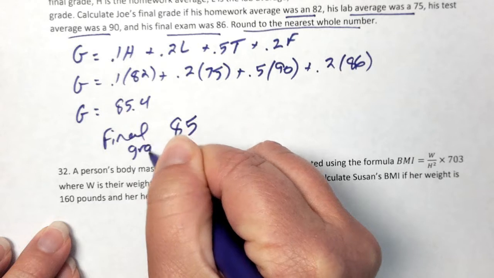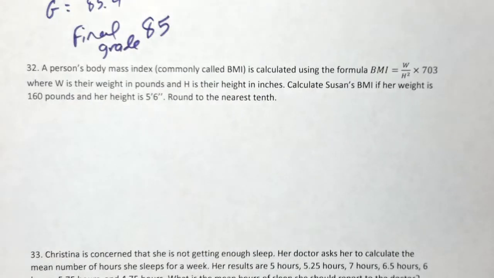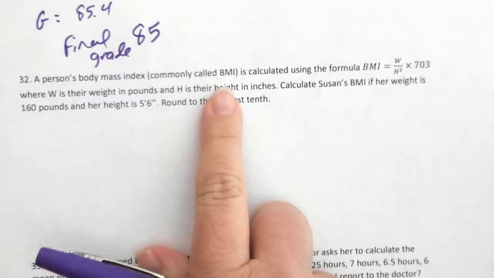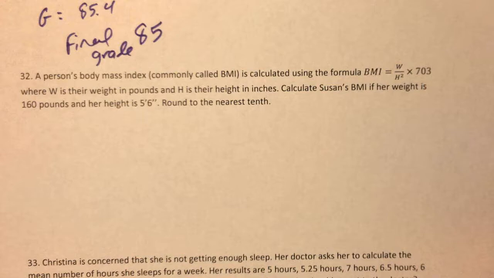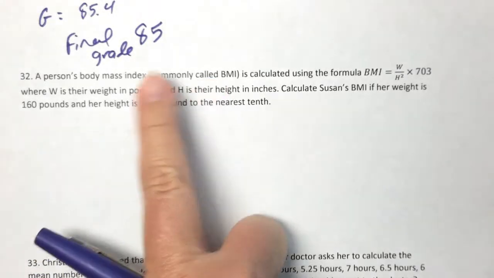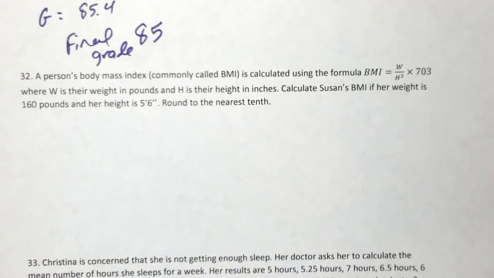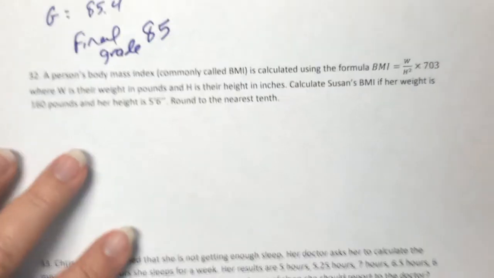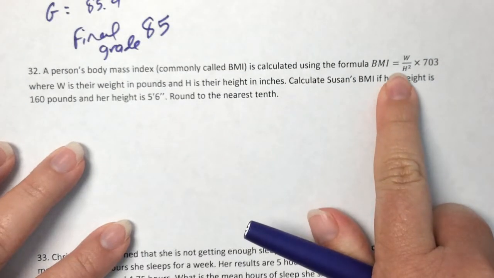Okay? All right, number 32, a person's body mass index, commonly called BMI. If you're familiar with BMI, great. If not, they're just telling you, hey, BMI stands for body mass index. Don't worry about necessarily what it means if you're not familiar with it, but you can still use the formula that they're giving us, okay?